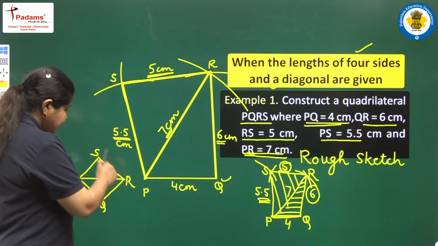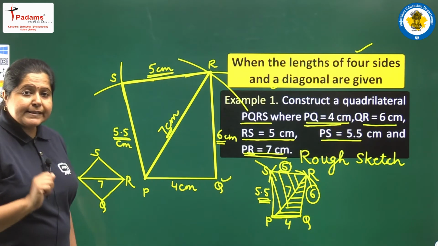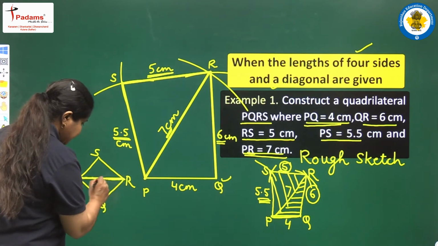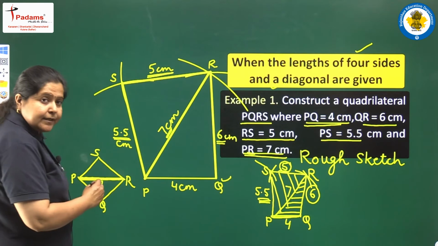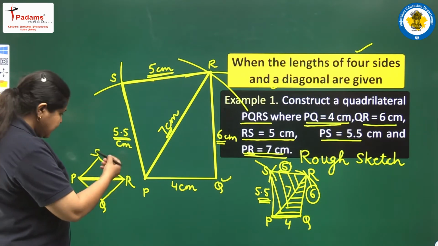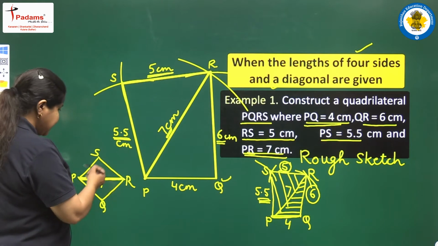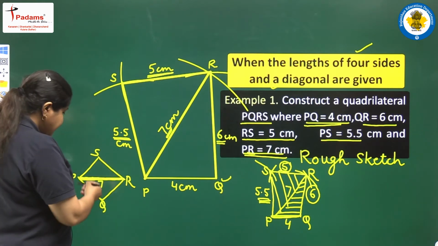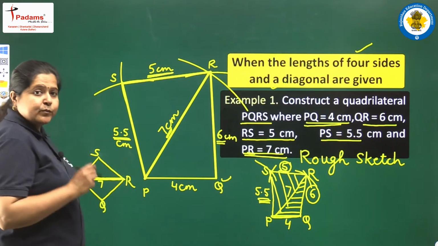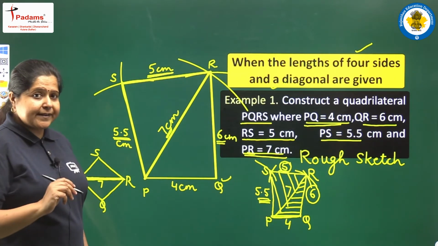When we draw the rough diagram in this way, then we will start the construction with this line segment PR measuring 7 centimeters. Then we will construct one triangle above this line PR and one triangle below this PR. Triangle PSR above PR and triangle PQR below PR, and then by joining these sides we will get the required quadrilateral.